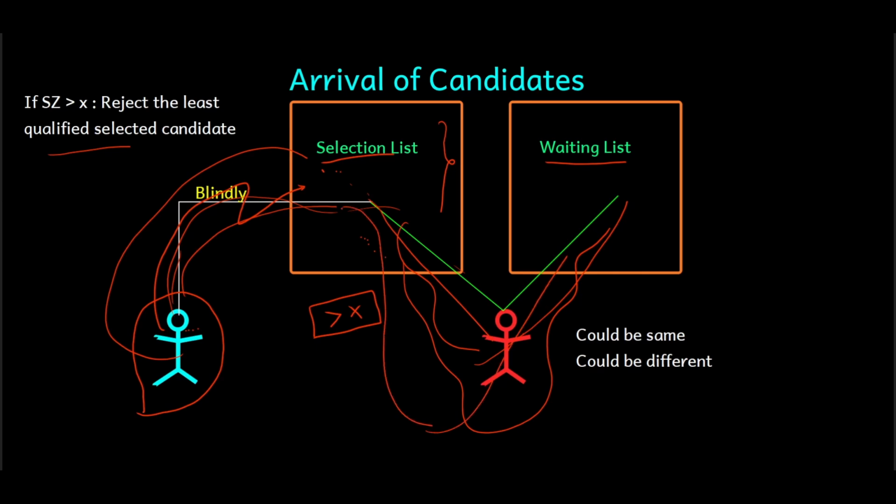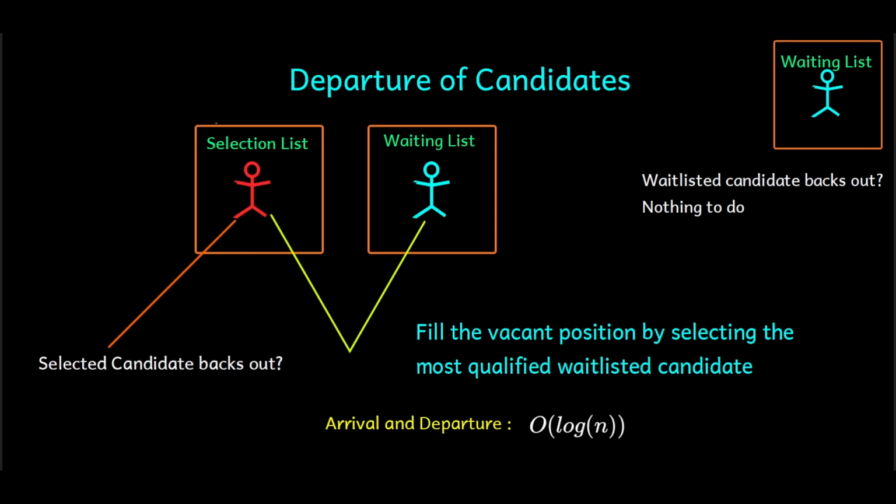Now how do you handle the departure of a candidate? So what happens when a candidate departs? Once a candidate leaves, if that candidate is from a waiting list and has decided to back out of the interview process, the company doesn't care, right? They can simply back out and we don't have anything to do. We can remove this candidate from that max heap.